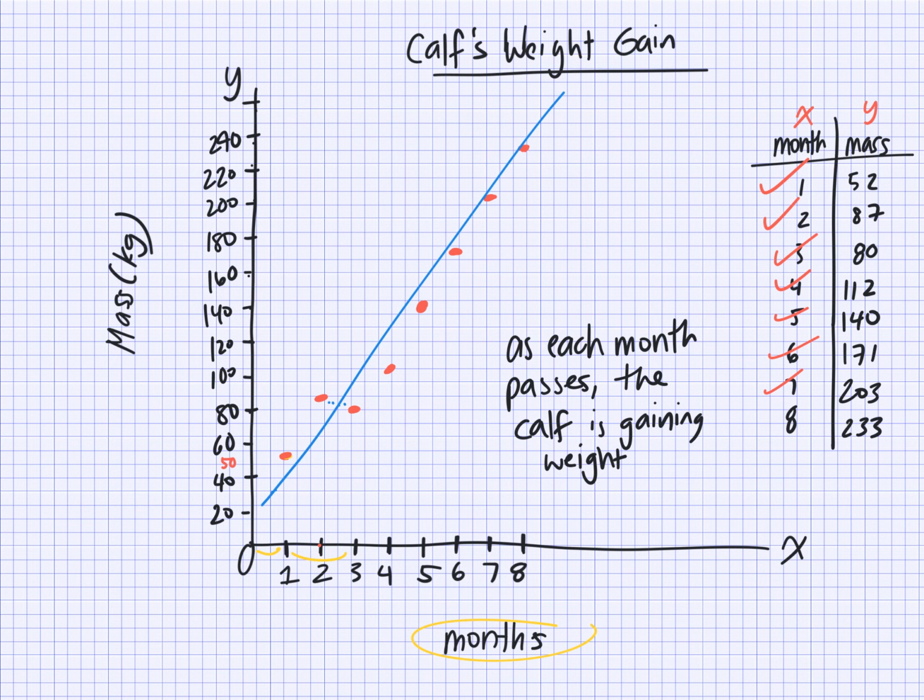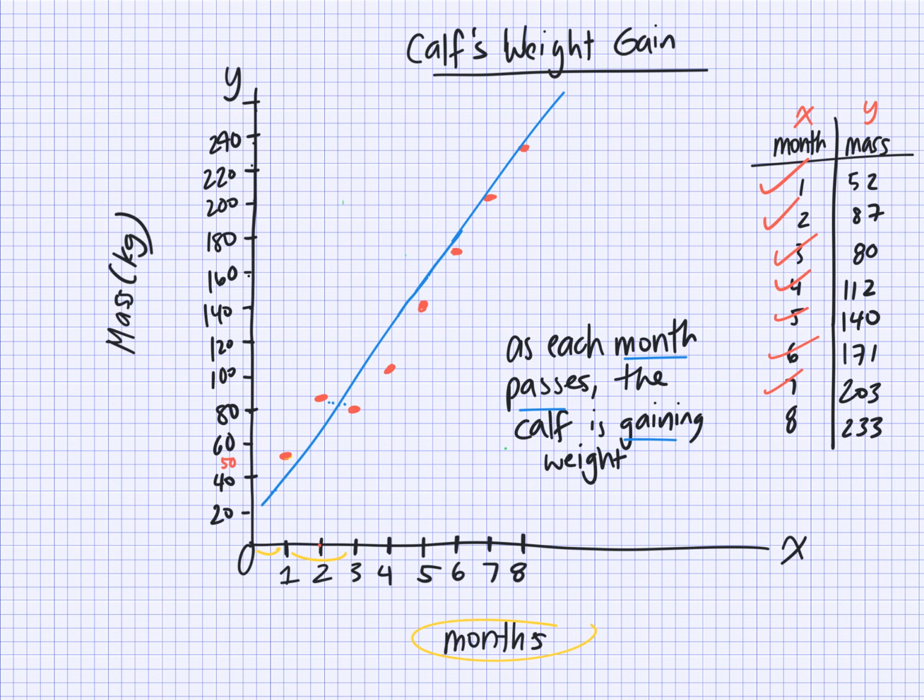Roughly between all the points. I'm just drawing a line that shows what the trend is. What is the relationship here? What's the pattern? The pattern is as each month is passing, the calf is gaining weight, right? If we were to say that the calf was losing weight, then the graph would look like this, right? Every month that passes, the calf would be losing weight. But that's not what's happening here. The trend, the relationship is that it's gaining weight.